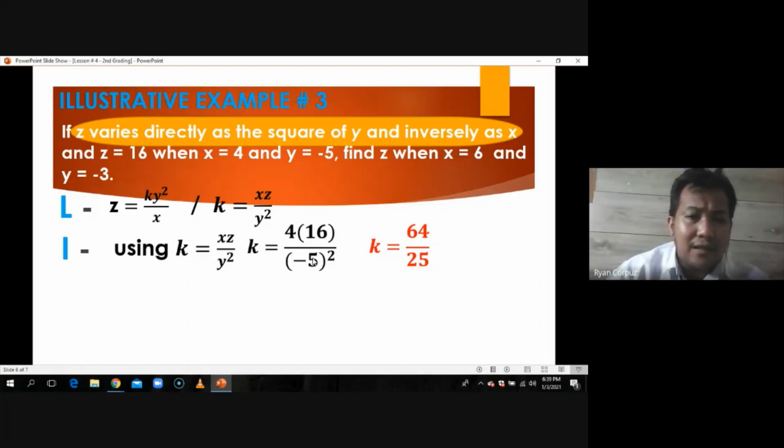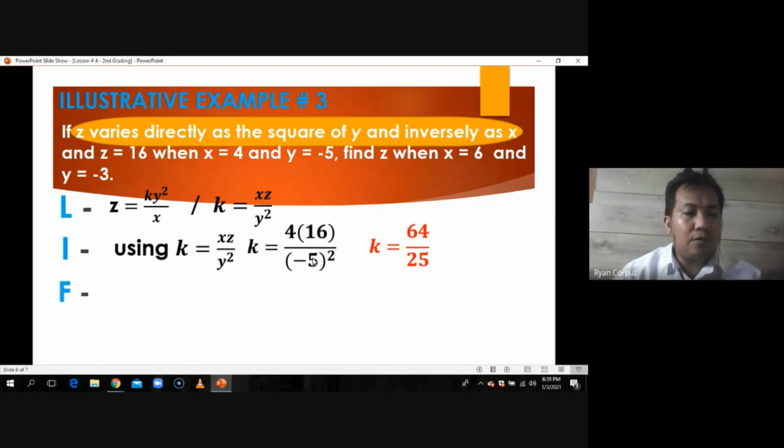64 is not exactly divisible by 25. Also, there are no common factors other than 1 of 64 and 25. So I guess that's already the simplest form of it. And even if it is written in improper form, we'll already accept that as an answer. So the value of k is 64 over 25.